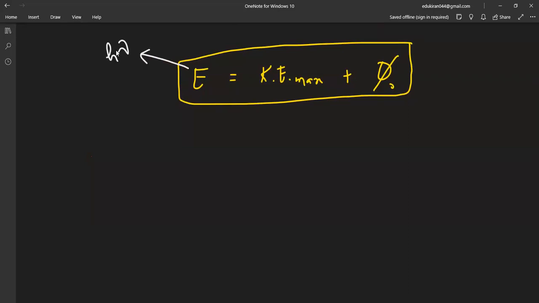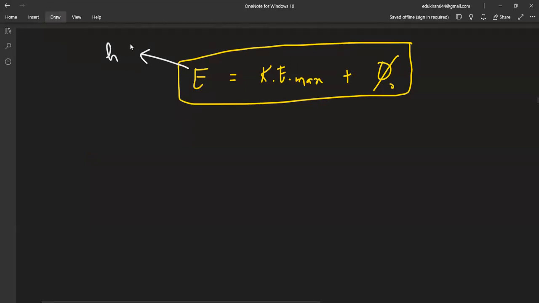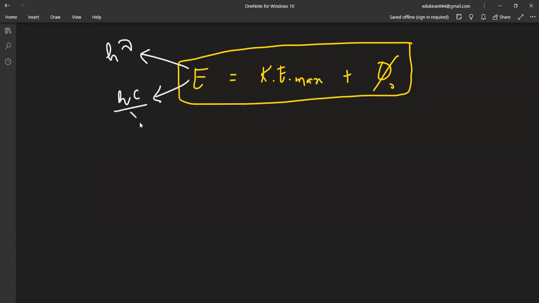If frequency is given to you, write it down as h nu. If you have, let's say, lambda, that is the wavelength, given, and you do not have information about the frequency, you have information about lambda, so you can modify it as hc by lambda. These are the two possibilities. Whichever variable's value is given, use that to find this.